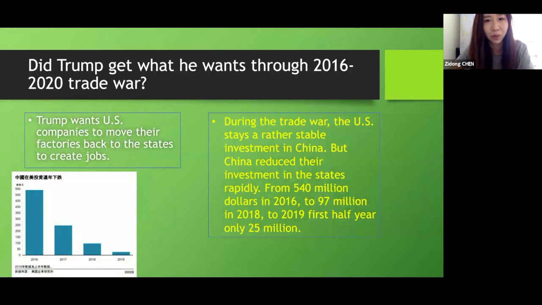So did Trump get what he wants through the trade war? The first thing that Trump wants is for US companies to move their factories back to the states to create more jobs. During the trade war, the US stayed at a rather stable investment in China, but China reduced their investment in the states rapidly, from $540 million in 2016 to only 25 million in the first half of 2019.